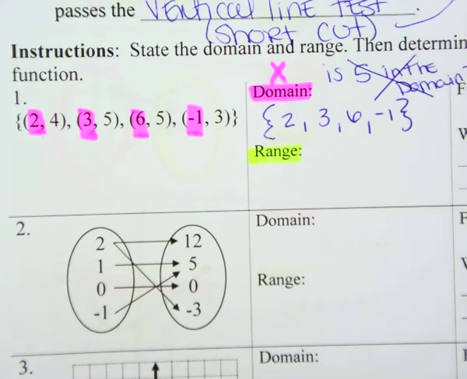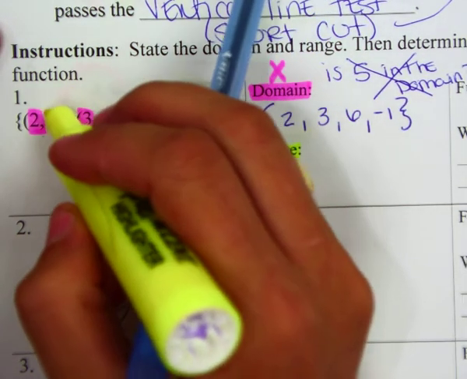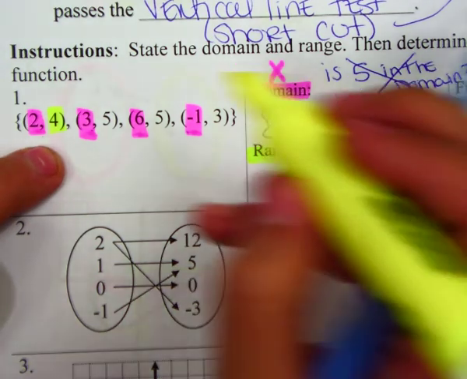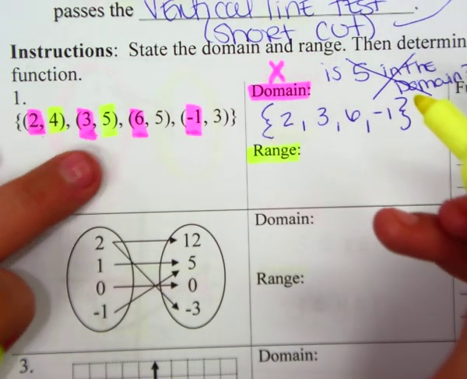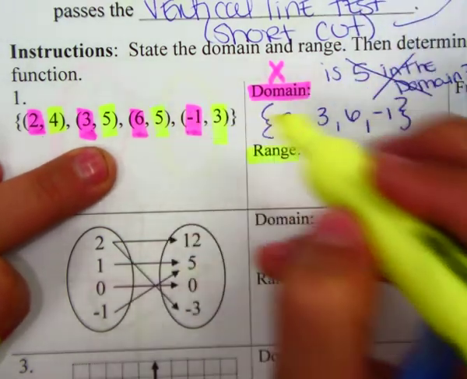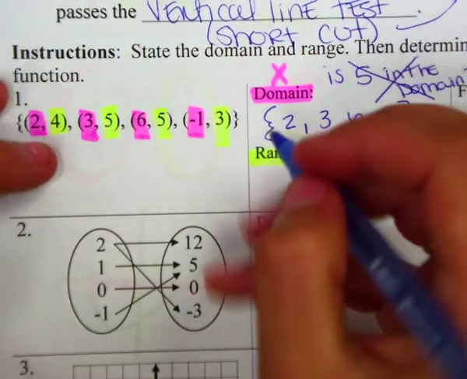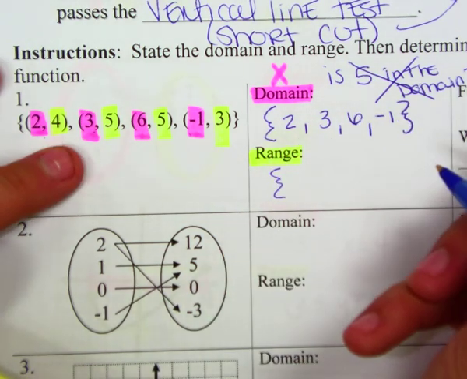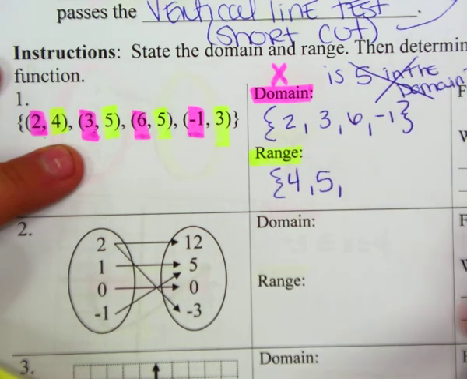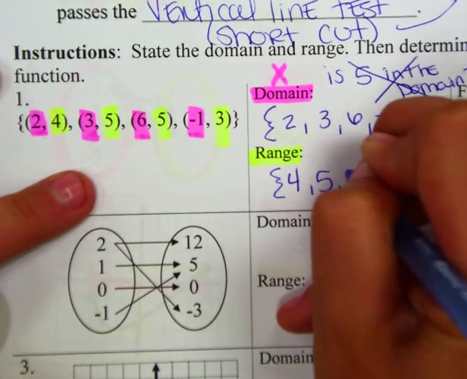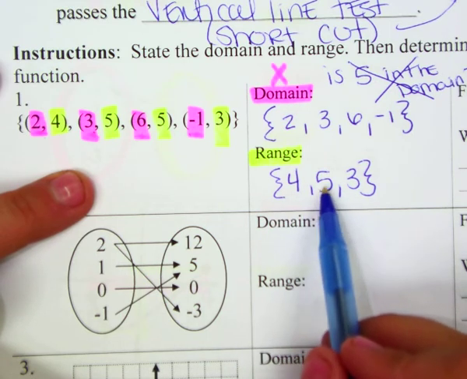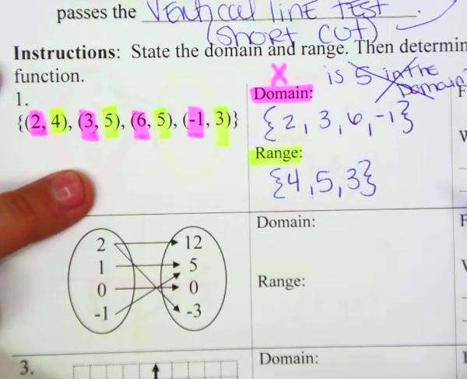The range is the same idea except it's just y. So 4 is a number that is in the range of this relationship. 5 is a number in the range of this relationship. I have another 5 and a 3. So the numbers that are in this relationship that are y values are 4, 5, I already stated the 5, and a 3. So these numbers are part of this relationship.